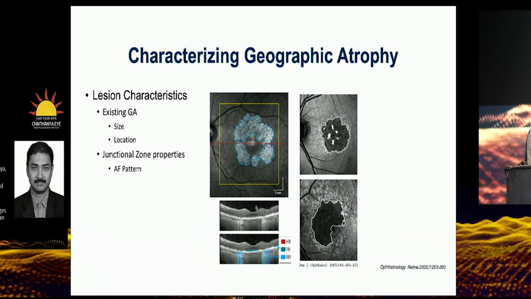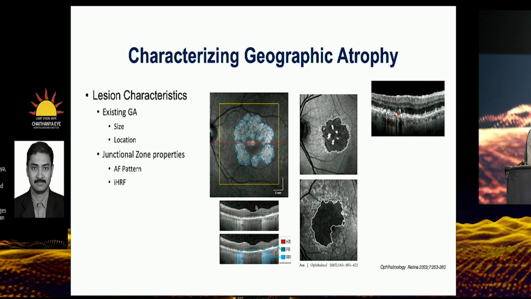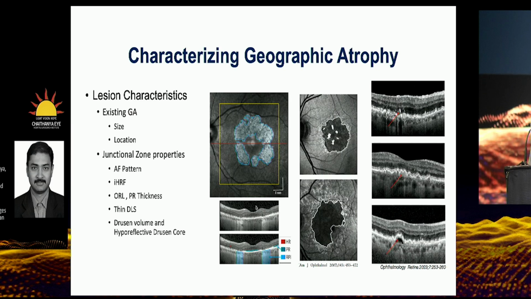You look at intraretinal hyperreflective foci in the junctional margin. These are also very, very strong predictors of progression to GA. The outer retinal thickness and the photoreceptor thickness I will allude to in a short while. And thin DLS, we've had an extensive discussion, which probably represents the basal laminar deposits above the Bruch's membrane, which cause the atrophy of the RPE. Now, drusen volume and a hyperreflective drusen core are also important predictors of GA. Of course, this has more meaning when you look at it locally. So the local growth analysis, the local margin of the GA, how it is growing, gives you far more important information as to whether you want to treat or not.